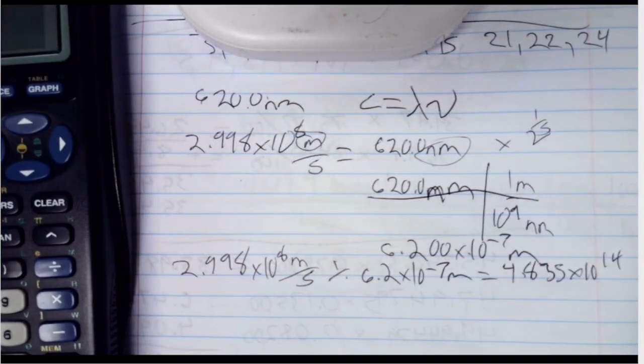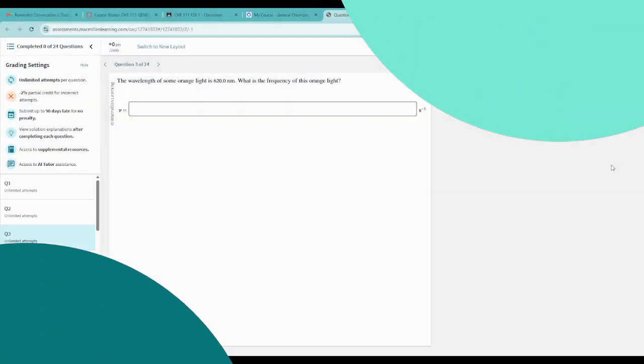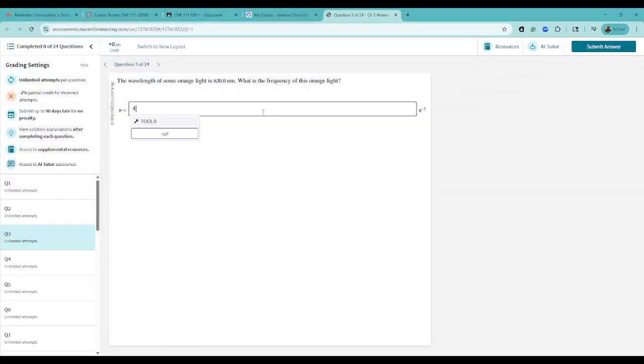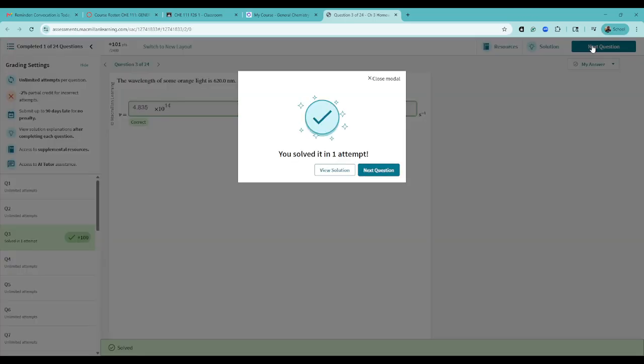So please note that is a bigger number, and that's what you should expect when dividing a big number by a small number.